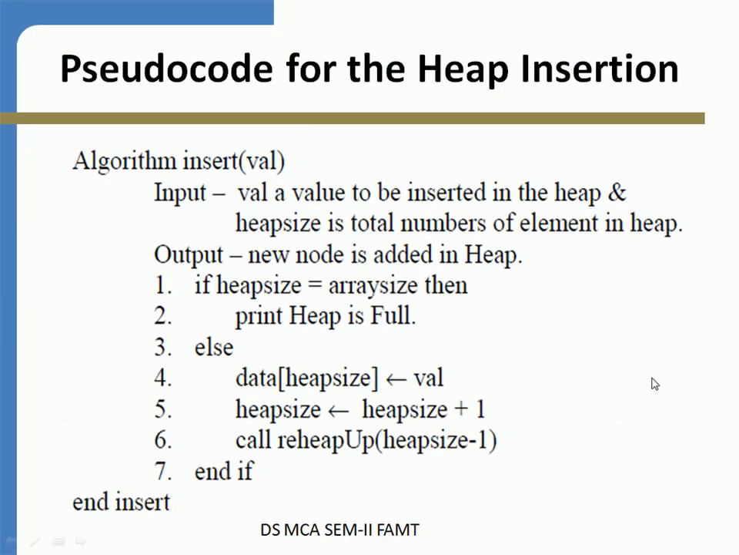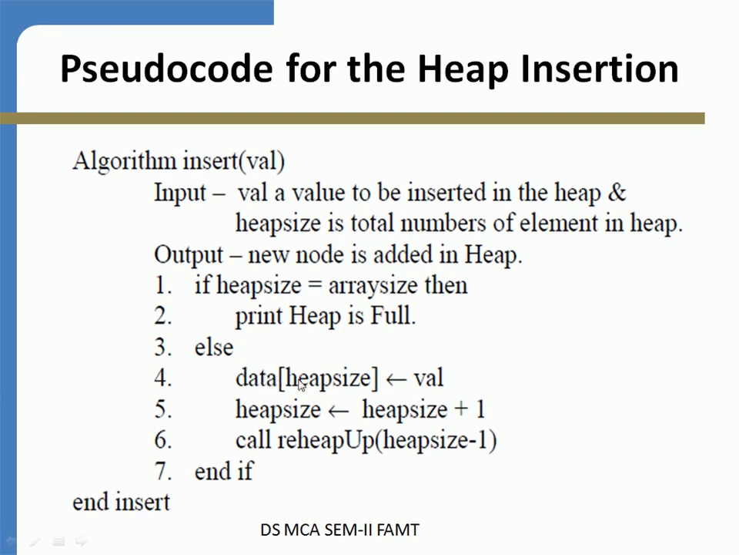Now we talk about the pseudocode for the heap insertion. For this algorithm, the heap is implemented with the help of an array, and array size gives us the maximum number of elements that can be stored inside the array, and heap size gives us the position of the newly inserted element. So we start with statement number 1, wherein heap size is compared with array size. If both the values are equal, then we say the heap is full and we terminate the algorithm.